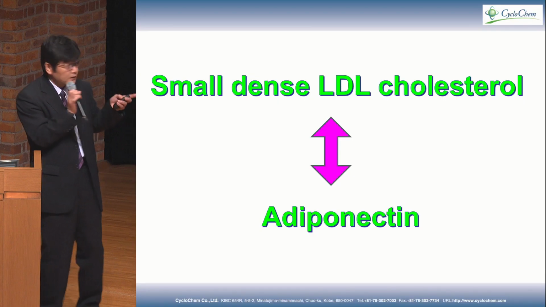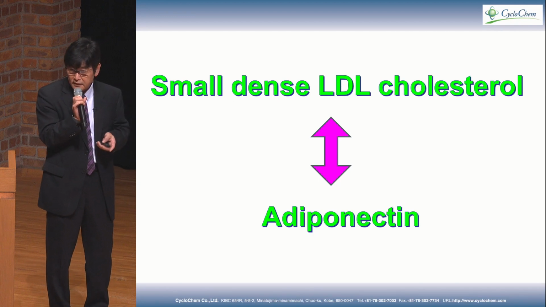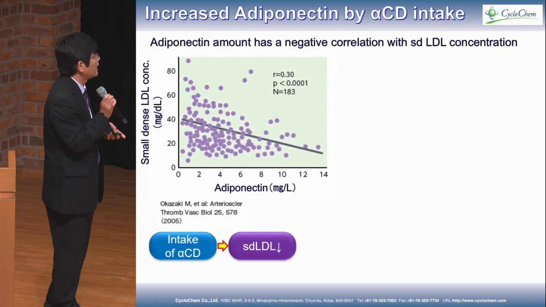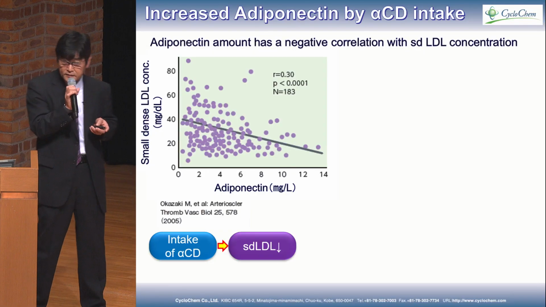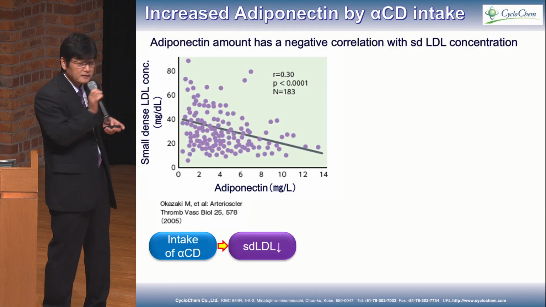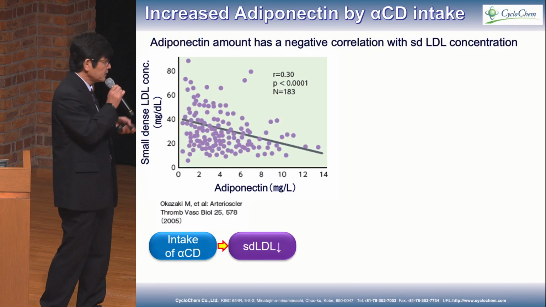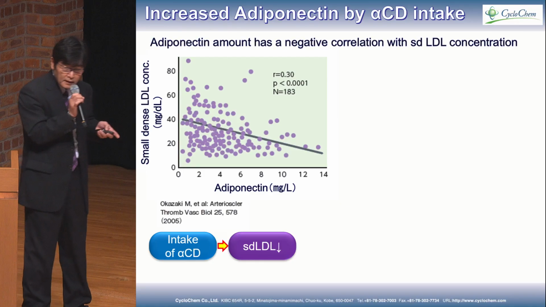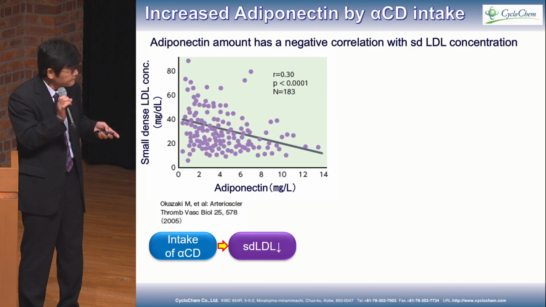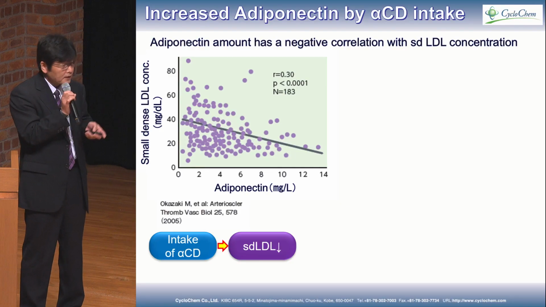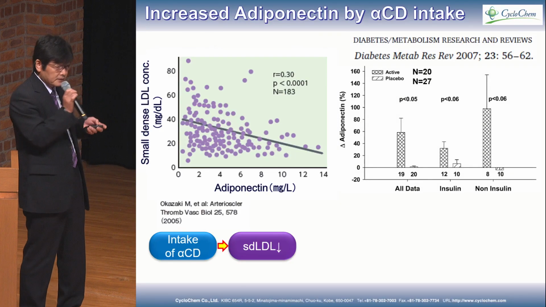So I talked about small dense LDL cholesterol. And in the beginning, I talked about adiponectin. This is related. The adiponectin amount has a negative correlation with small dense LDL cholesterol. Human studies are available. Intake of alpha-cyclodextrin reduces small dense LDL. Already I told you. But in this case, adiponectin could be increased. Actually, there is a report.